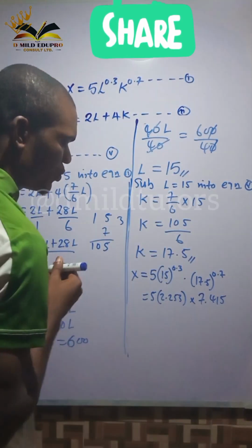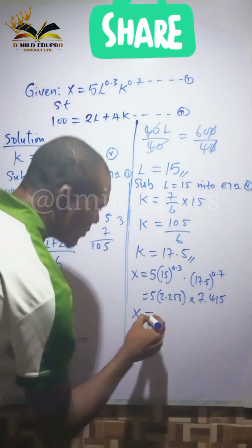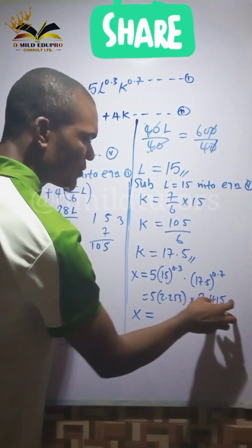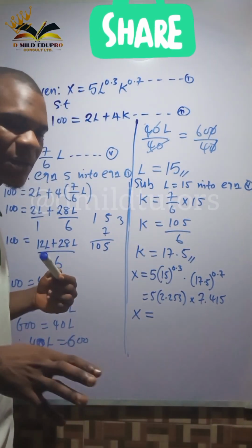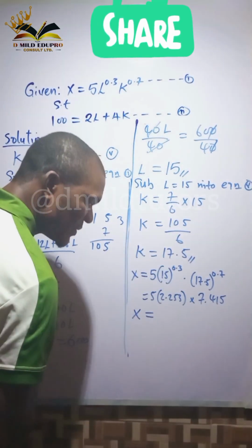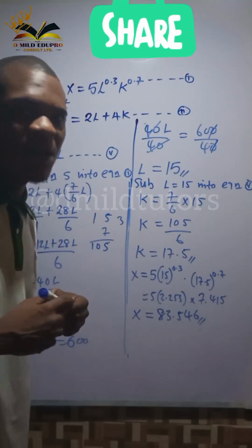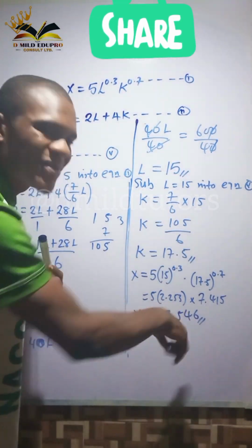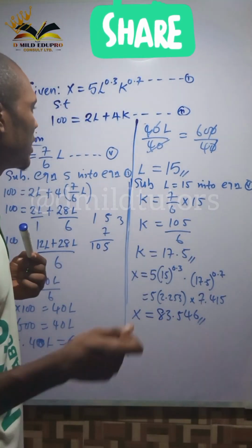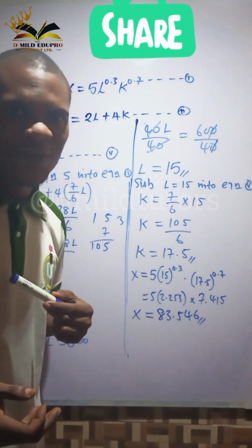Then if you multiply everything you have here, then your output is going to be, now listen, 5 times this, whatever answer you get, multiply it also by this. Is that okay? At this point, your calculator should be your friend. Okay? So here, approximately, you're going to have 83.546. So depending on whatever your calculator gives you, at least you will be within this range. All right. So it is at this point that the firm maximizes output when it chooses labor as 15 and capital as 17.5. Is that okay?